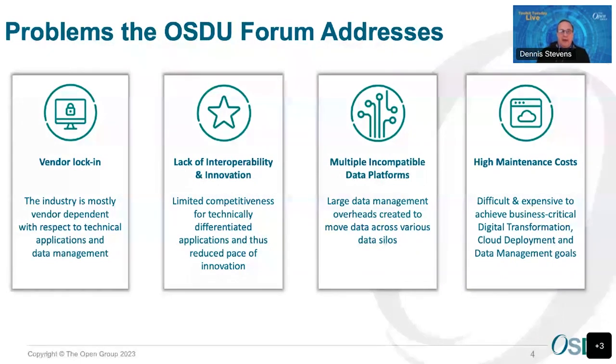The lack of interoperability and innovation goes hand in hand with that. If you have proprietary interfaces, APIs and data models, then the ability of someone to come in and innovate, even if a company is asking for that innovation, if that's not aligned with the provider's business goals, then they may not be able to achieve that innovation in new products. And the OSDU data platform addresses that head on by allowing innovation, allowing interoperability by definition.